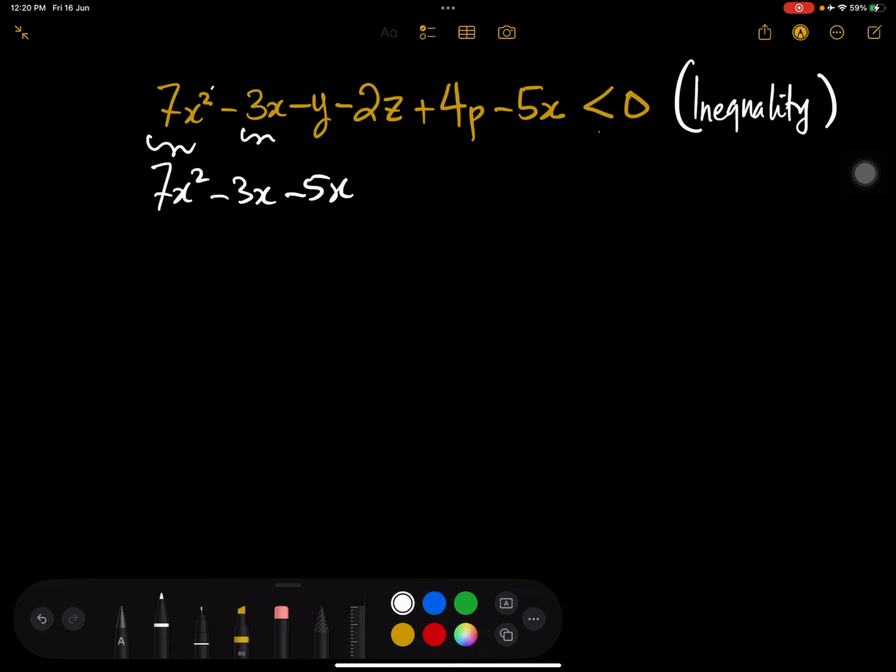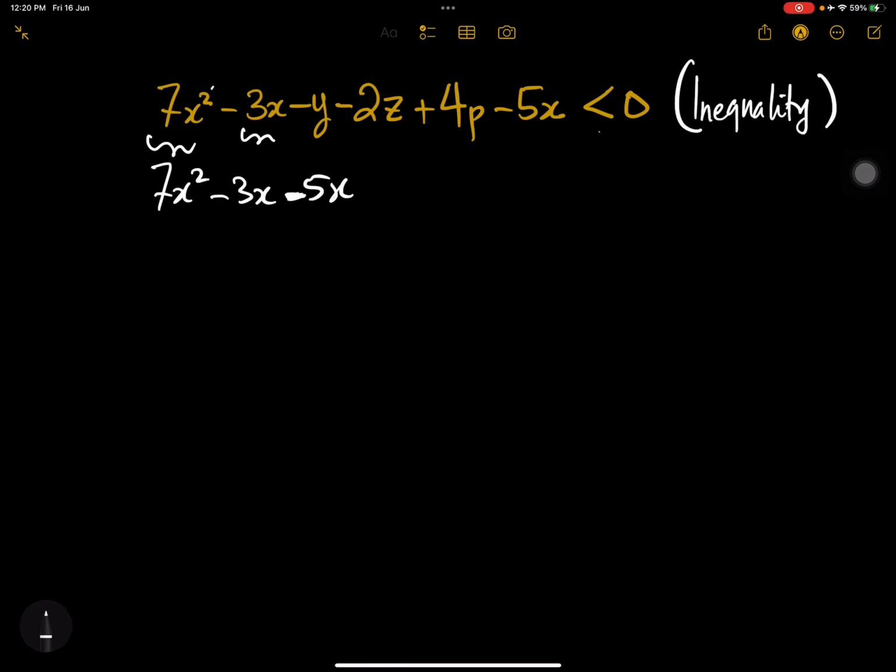So we have 7x squared minus 3x and then negative 5x. We said the negative didn't change because we are just rearranging. If you look at y, do we have any other y in the expression? No. So we're just going to keep that negative y. What about this one? Z, that's the only one. So we keep the negative 2z just like that. And then the last one is going to be 4p. And then we have our less than 0.